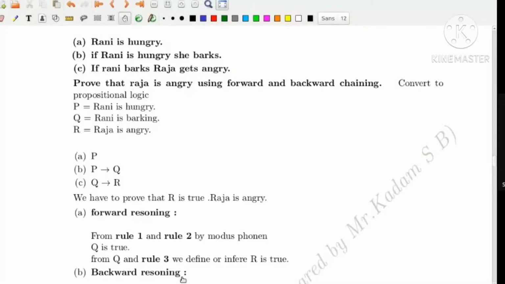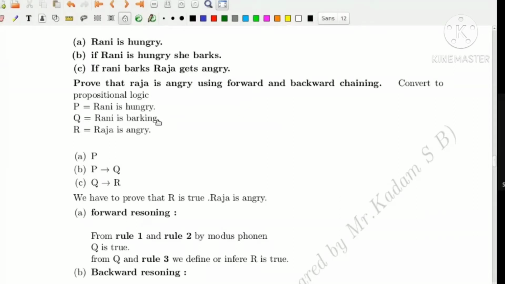Okay, so here you have statements, and these statements are converted into first order logical statements. Statement number 1 is Rani is hungry. So I'm putting a first predicate, that is P, and P stands for Rani is hungry. Then the second predicate I am putting is Q, and Q implies Rani is barking.